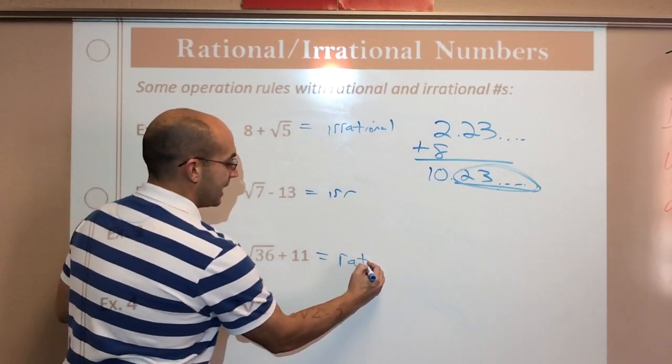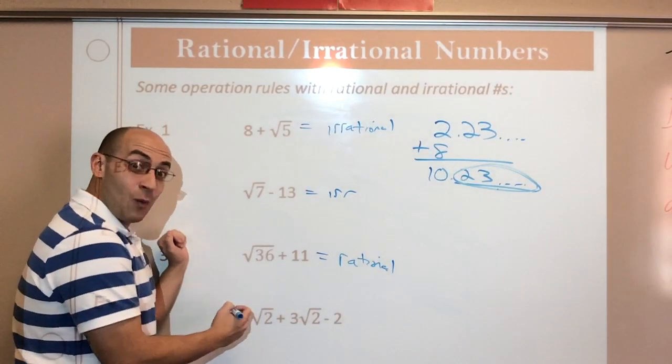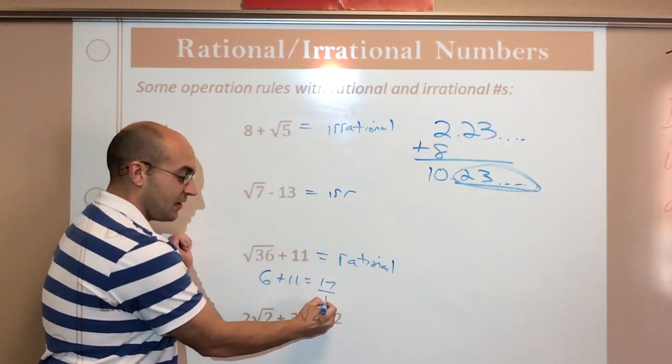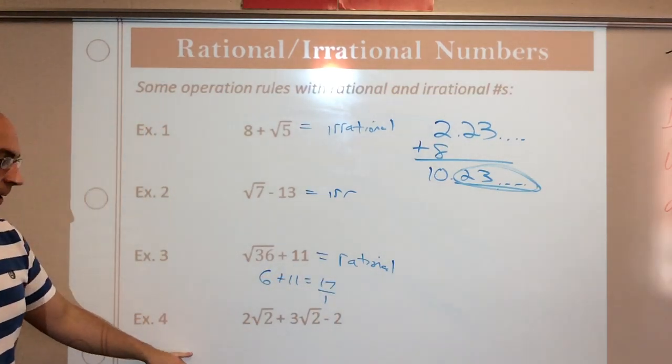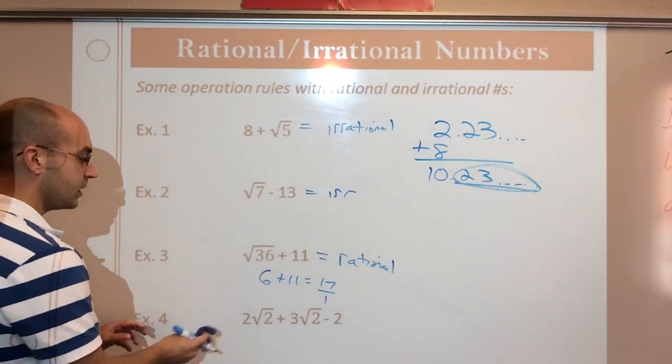You are right. It's rational. And here's why. The square root of 36, we know what that is. It's 6. So 6 plus 11 is 17, which is definitely rational. Next one here, really super challenging. We'll come back to that one later. I want you to try that on your own.